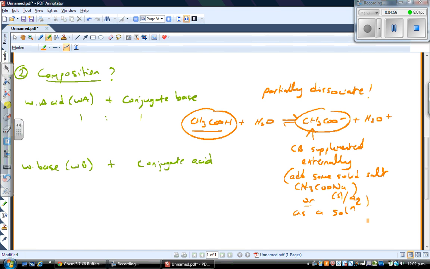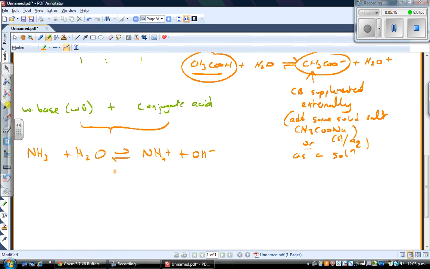A good example for a weak base buffer system. The weak base, ammonia, would be a good example. It will naturally partially dissociate with water and form its conjugate acid, ammonium, plus hydroxide ions. Again, though, because this is only partial dissociation, the concentration of the weak base is much greater than the concentration of the weak acid. To top this up, you can add some solid ammonium chloride, or alternatively as a solution.